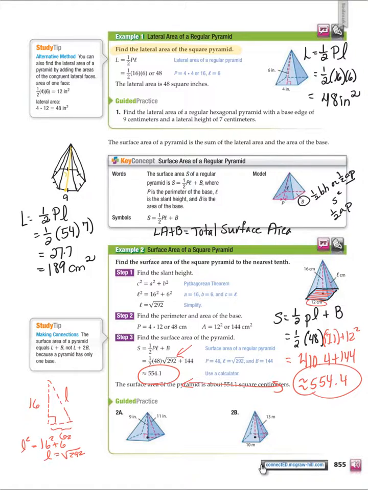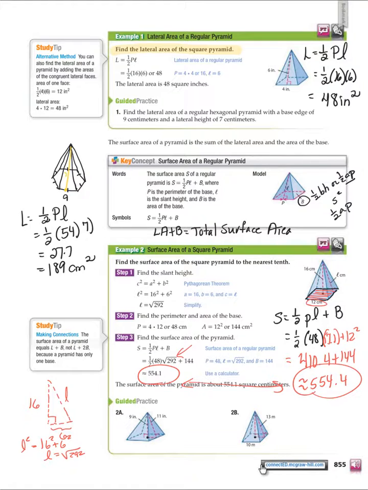Okay? Can we pause now and let you try to do, how about number 2A? Let's pause and let you work 2A. Our altitude in there is 9. Our slant height is 11. You're going to find the total surface area of that square pyramid.